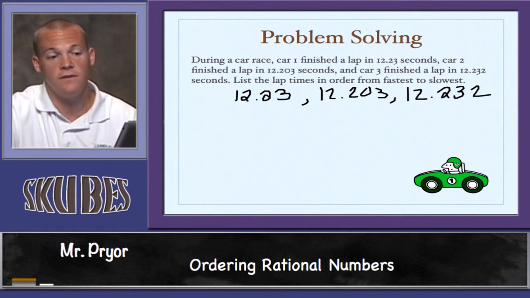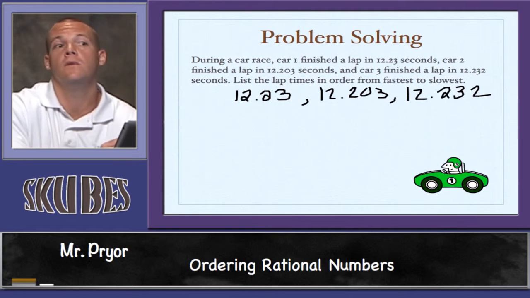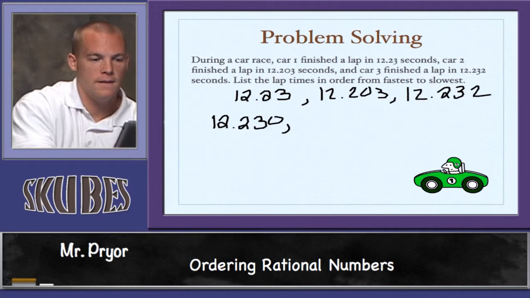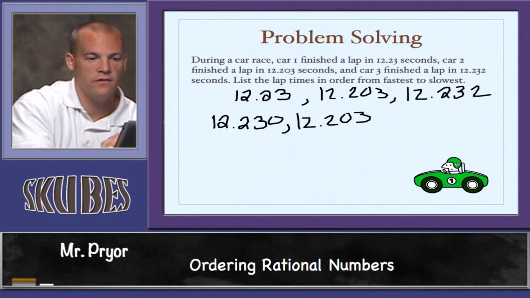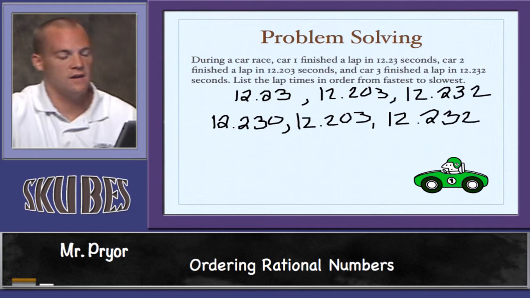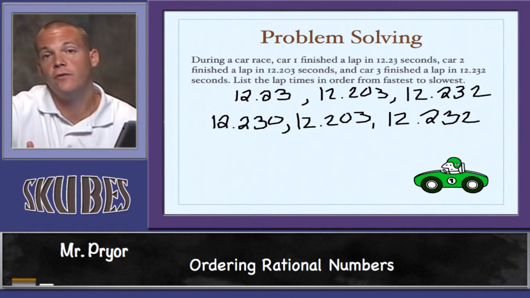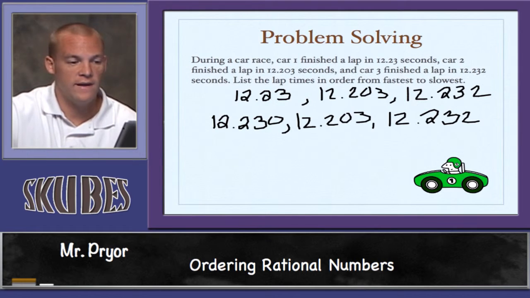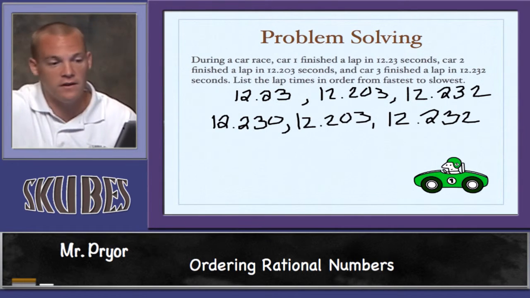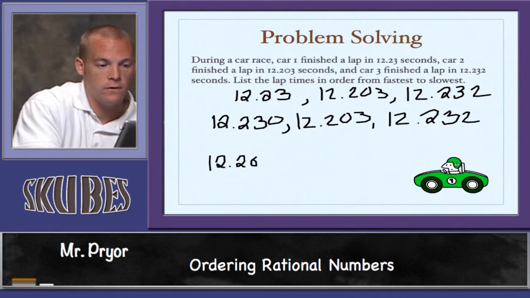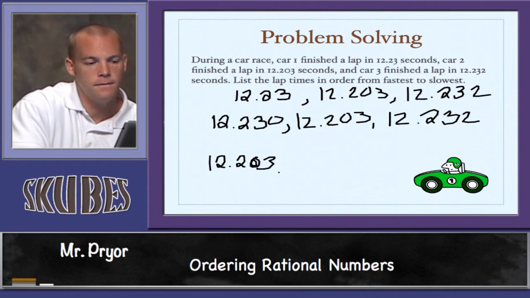Now you'll notice not all of these are out to the same place value. 12.23 we'll need to make 12.230. And that'll help us compare them all as though they were just typical whole numbers, but we know that they're decimals actually. But it's like comparing 12,230 to 12,203 to 12,232. So we're going to order these from least to greatest. Which of those looks like the smallest value? Well, that's going to be 12.203 because 203 is less than 230. So our first one there will be 12.203. That's place number 1.